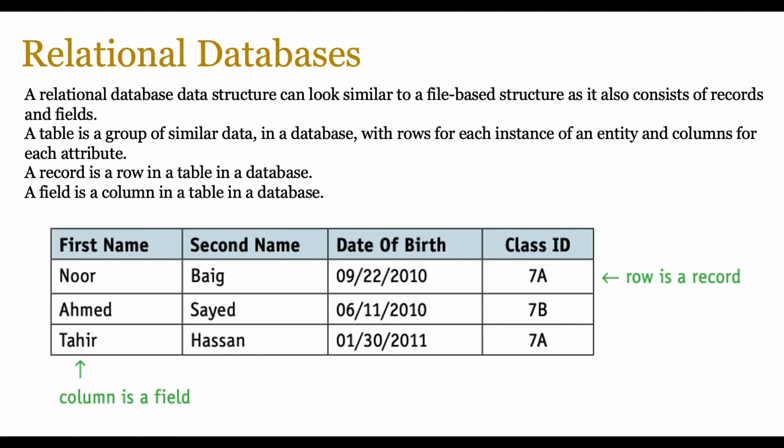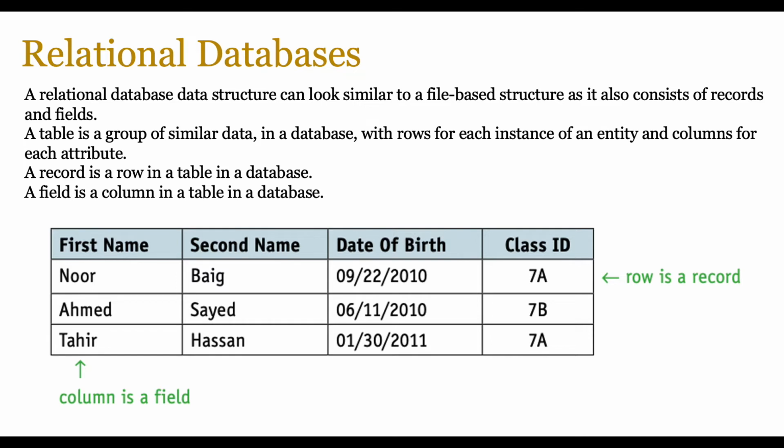So let's start delving into relational databases in a bit more depth. A relational database's data structure can look similar to a file-based structure, as it also consists of records and fields. So basically it contains tables as well, but rather than having a singular table, it can have multiple tables. A table is a group of similar data with rows for each instance of an entity and columns for each attribute. A record is a row in a table, that's the terminology we use, a record, and a field or an attribute is a column in a table in a database.